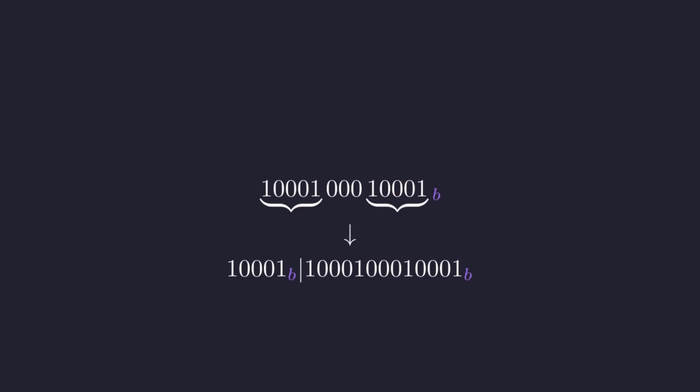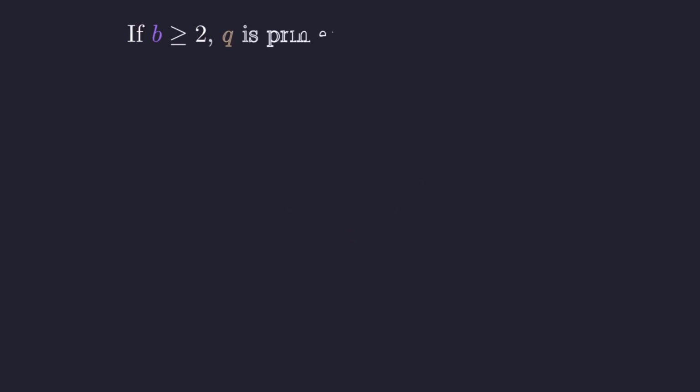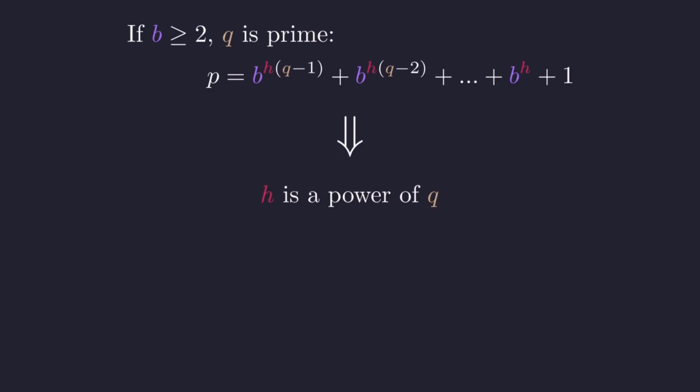Since we know m plus 1 has to be prime, the new version of our statement looks like this. If b is at least 2, q is prime, and there is a prime of the form b to the h times quantity q minus 1 plus b to the h times quantity q minus 2 plus b to the h times quantity q minus 3 and so on, then h is a power of q.